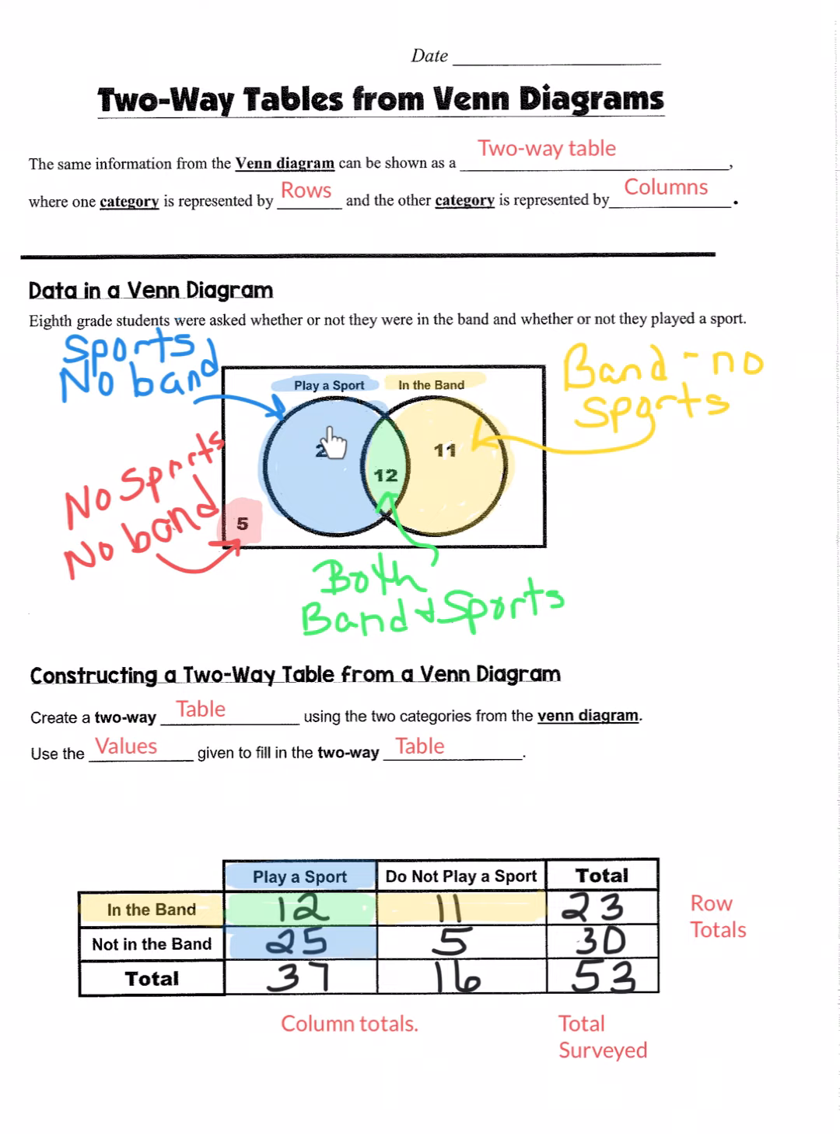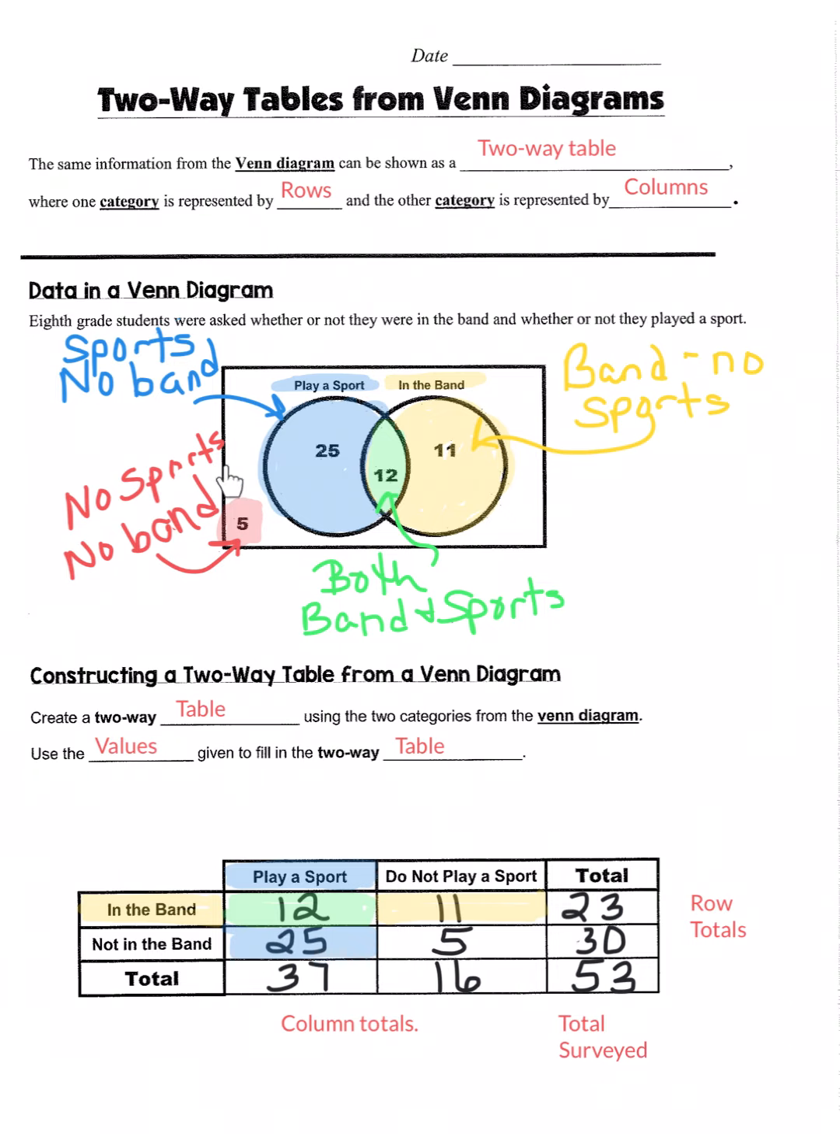Now, when the yellow and blue overlap, we end up with the color green. Those are the students who play both band and sports. And then out here, we have the number 5. Those students don't play sports and they don't play in the band.